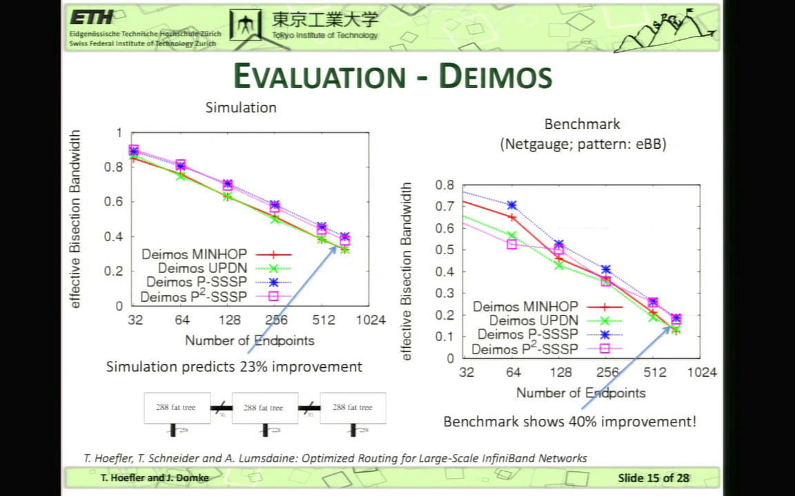The same thing for a larger cluster. So this is the DEIMOS cluster, which was at TU Dresden. It's about 726 nodes. Same effect here. Simulation predicts 23% improvement. You can get 40% if you actually run the tests in practice. So there's also a lot of papers about that, so you can actually read about this.